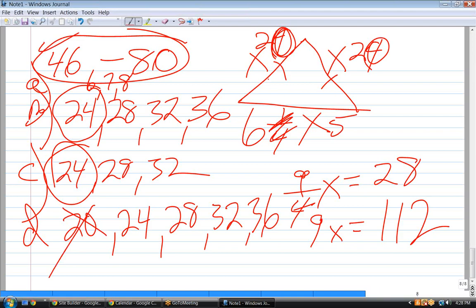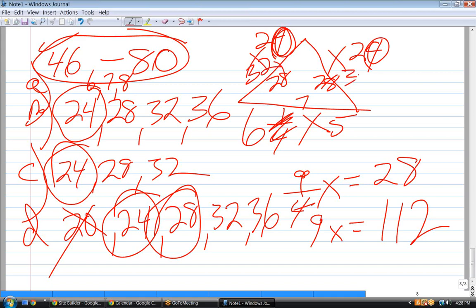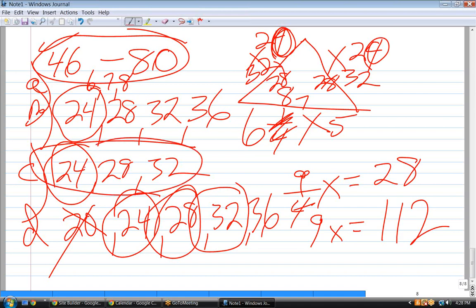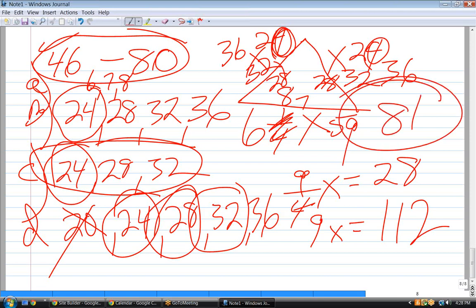24 works. 28 is 28, 28, and 7. That works. 32 works because it's 32, 32, and 8, which adds to 72. So then the answer must be C. Sorry, it is C: 24, 28, and 32. 36 doesn't work because that would be 36, 36, and 9, and that would give you 81 perimeter. Yeah, I'm sorry. These values were for x.